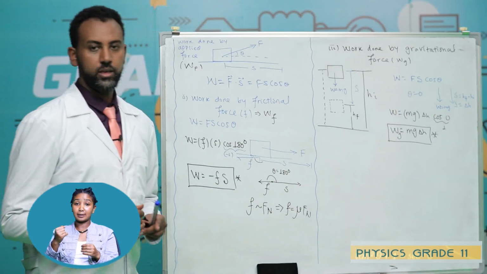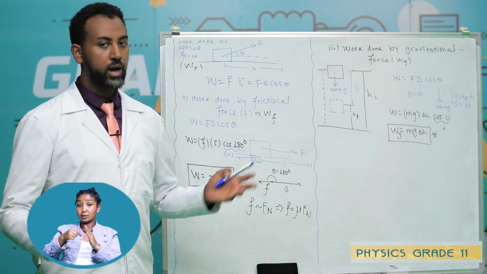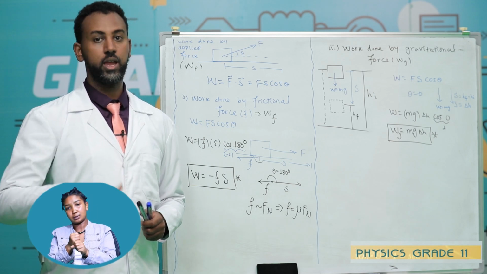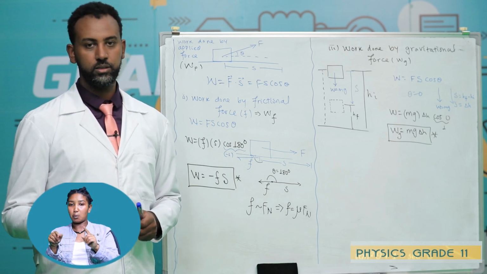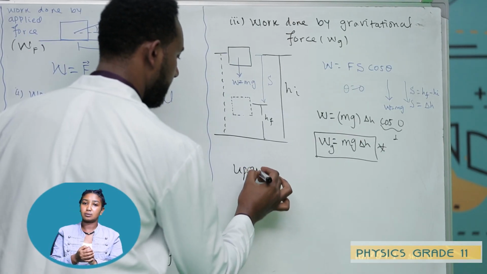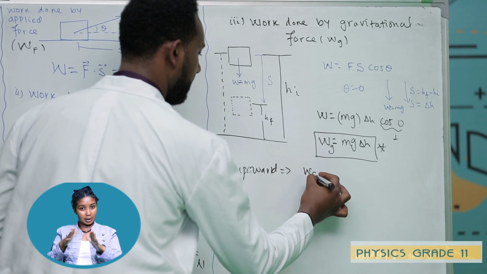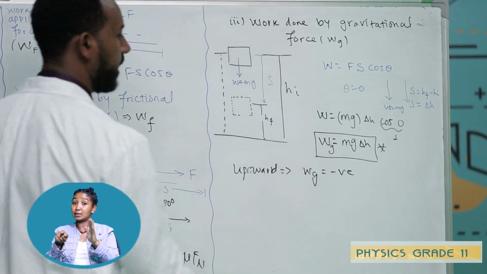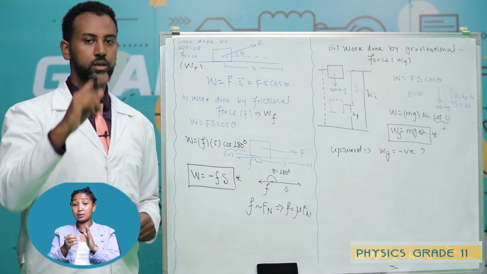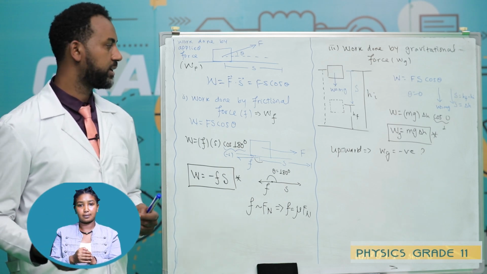Work done by gravity is positive when the object is moving downward. As the object is moving upward, the work done is negative. So work due to gravity and against gravity are positive and negative respectively. So upward gives us negative work done. Work done by gravity is negative. Why is it negative? Because gravity is acting downward, but the object is moving upward. So the angle between them is 180 degrees.